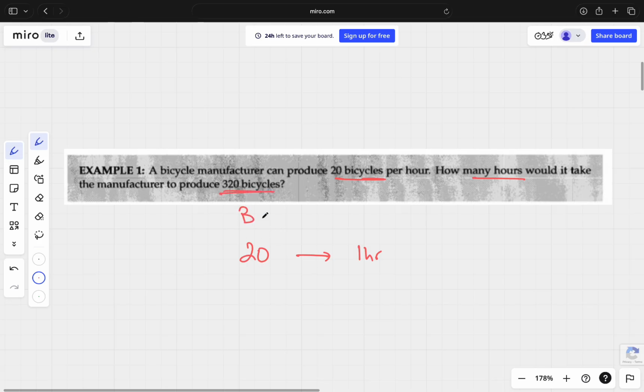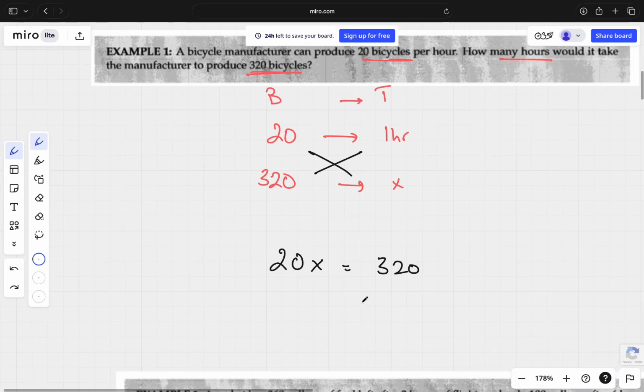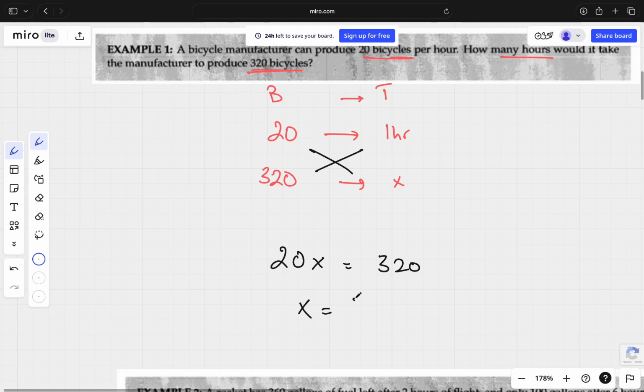So we know that this is bikes and this is the time. So we need to know how many hours it would take to produce 320 bikes. So that's 320 and that's going to be x. We're looking for x. Now you can cross multiply, so this with this and this with this. If you cross multiply, you get 20x is equal to 320 times 1, which is 320, which means x is going to give you 320 divided by 20, which is going to be 16. So that means it'll take 16 hours to produce 320 bikes.